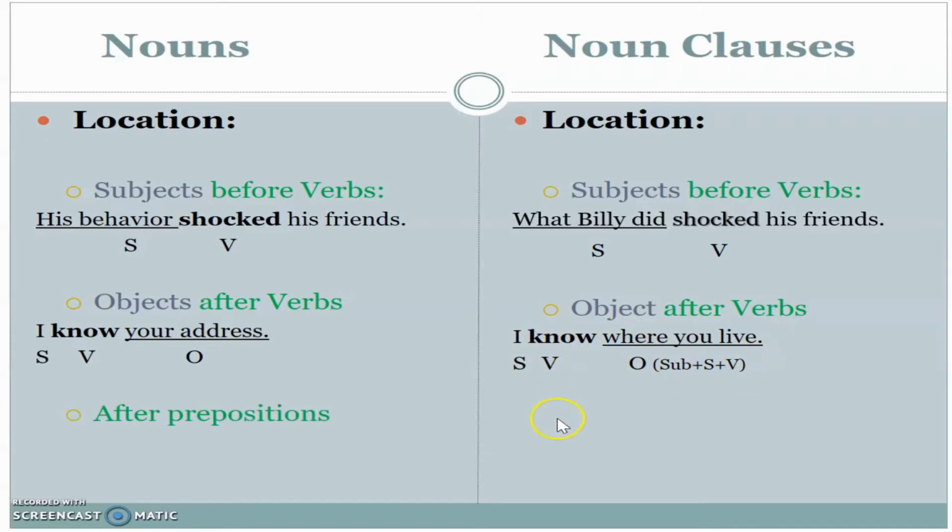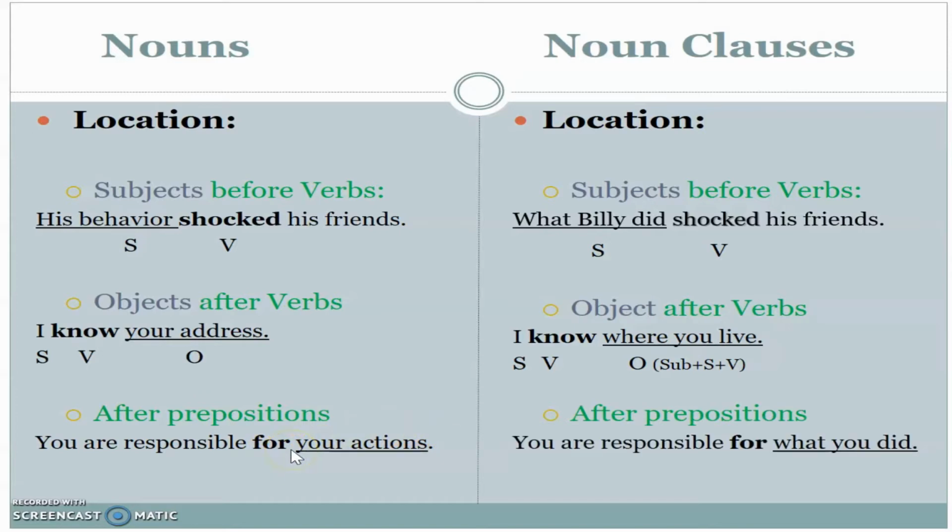Also, the third location of nouns is after prepositions. You are responsible for your actions. In this sentence, actions is a noun, and it's placed after the preposition for. And the noun clause, what you did, is also located after the preposition for. You're responsible for what you did.